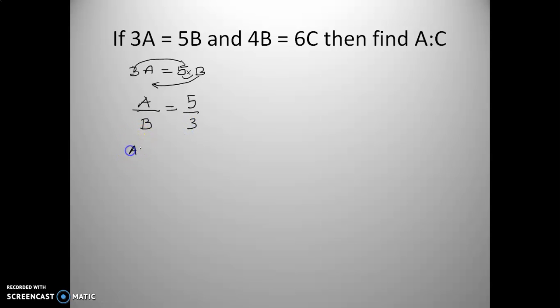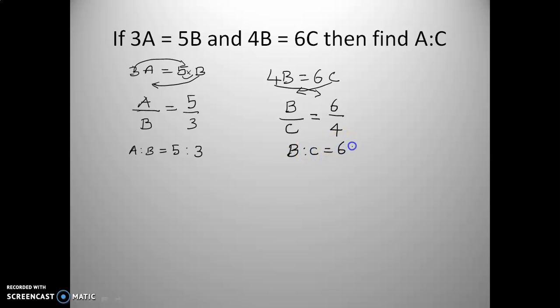Now can I write A is to B is equal to 5 is to 3? Yes, we can write. Similarly, when we come to this question, it is a very simple question. The thing is that they have given it in a different way. You should recall the concept that we learnt in simple equations also. That's all, one simple change. Now B has to get transposed to this side. So we will have B by C. Here 6 will be as such. This 4 will take its position in the denominator. It gets transposed. So what is B is to C? It is 6 is to 4.